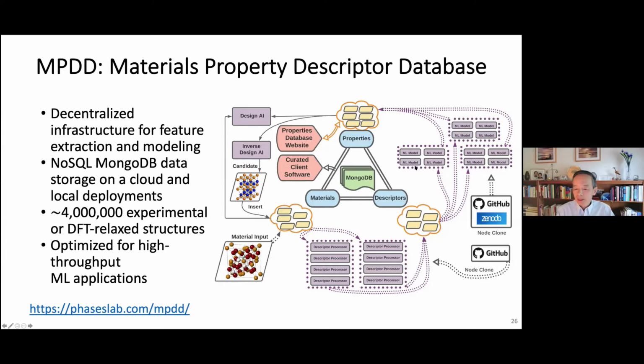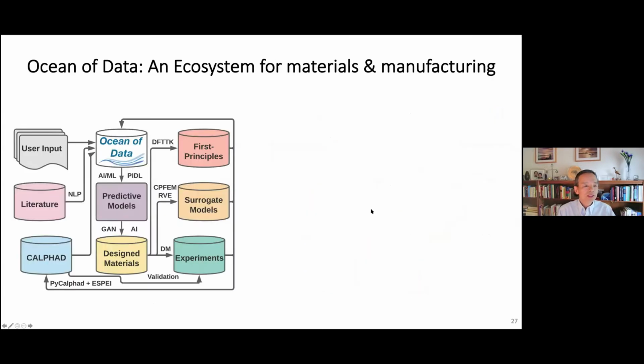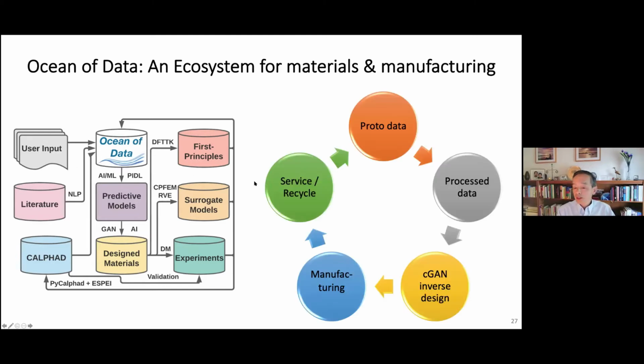All right, so now I want to conclude: my ocean of data is the ecosystem for materials and manufacturing. We have the predictive models, we design materials, we do experiments, we do first principle calculations, we do surrogate models. We go back to general databases and do experiments again. And then we take the data from literature. A user can put their own data into it. So in that case, we really can generate one. It's a cycle, an iteration process.